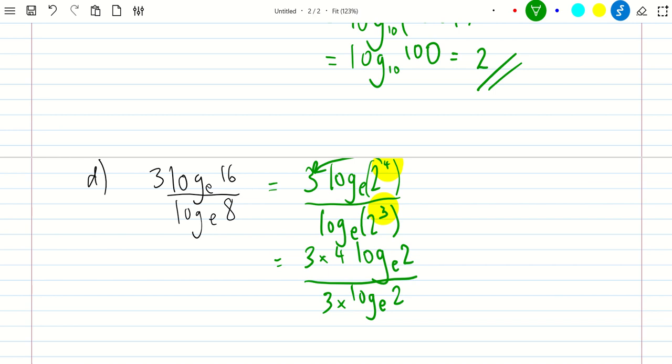Okay, now that looks good because I've got log e2 on the top line, log e2 on the bottom line, so they just cancel out, and I get an answer. Well, the 3 and the 4 will also cancel out, so that's just equal to 4. Okay, so that pulled out really nicely. And so that's a couple of ways that we can deal with logs using our powers. Hope that all made sense.